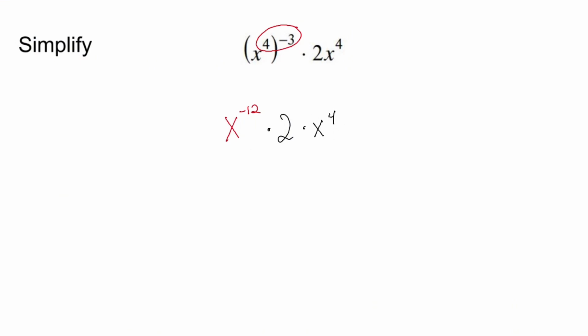Now when I see these, what I like to do is group things next to each other. So 2 is kind of on an island all by itself, and then I'll move the x's next to each other. So I have times x to the negative 12 times x to the fourth.